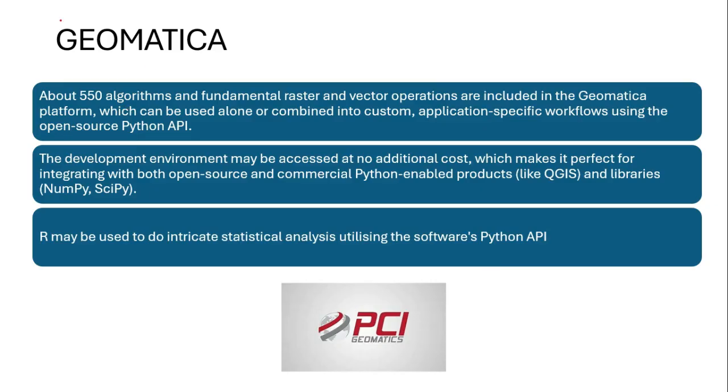Then we have another COTS software, Geomatica. It has about 550 algorithms and fundamental raster and vector operations that are included within the Geomatica platform.